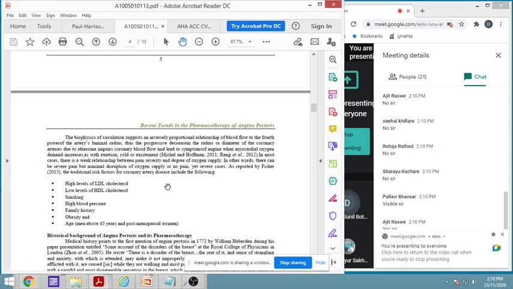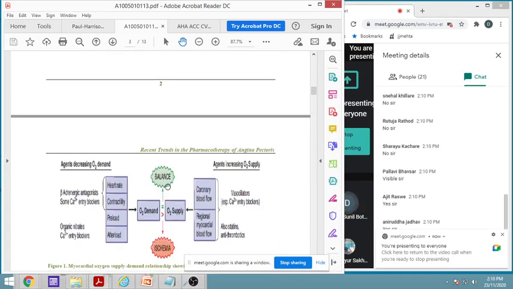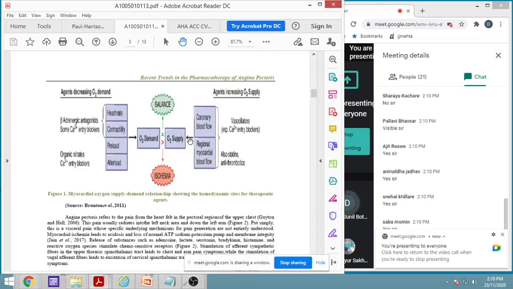Fine. So let us go back briefly. We started with this. We have seen this figure earlier. It was in Goodman and Gilman. We are repeating it. We have seen that it is a demand supply gap. The reasons which will cause increase in demand are heart rate, contractility, preload, afterload. If these increase, that will cause increase in the oxygen demand.